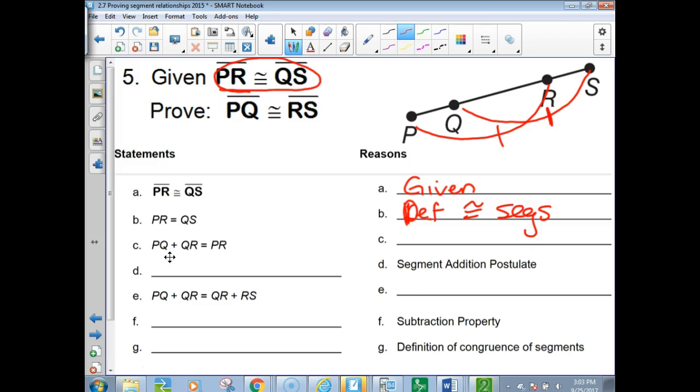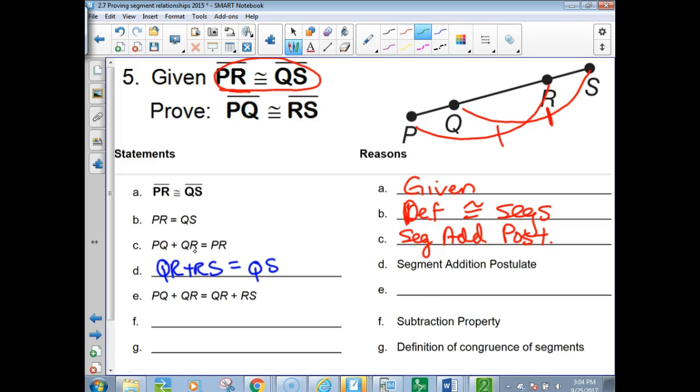Okay, if you take two segments, PQ and QR, you'll get a bigger one, PR. That's by the segment addition postulate. Now they're hinting that we want another segment addition postulate. Can somebody come up with something else on that diagram? I got PQ plus QR equals PR already. How about QR and RS? Okay, so QR plus RS equals QS. So that would have been segment addition postulate as well.